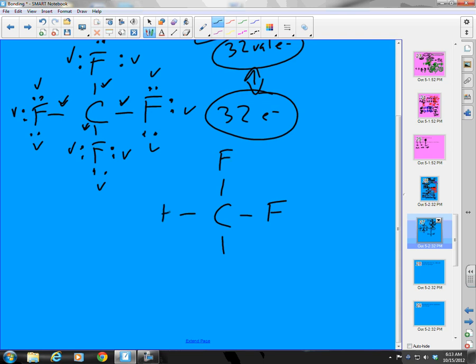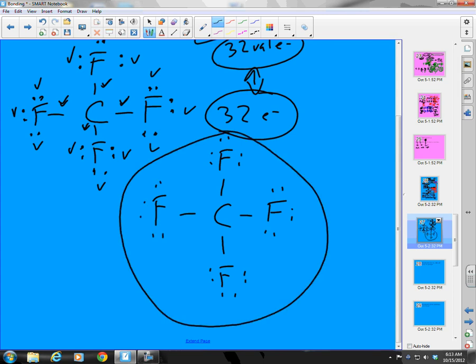This would be my completed, oops, not hydrogen, F. And then 2 electrons around each side. And that is my excellent Lewis structure for carbon tetrafluoride, showing all my valence electrons and how every atom has an octet. All right, I think that'll do it for now.